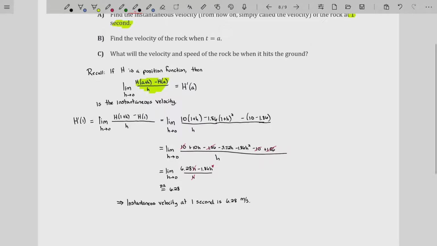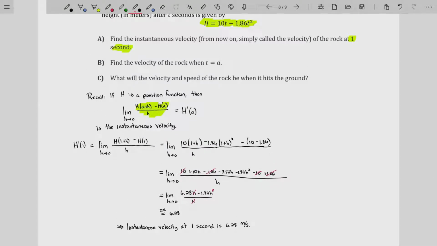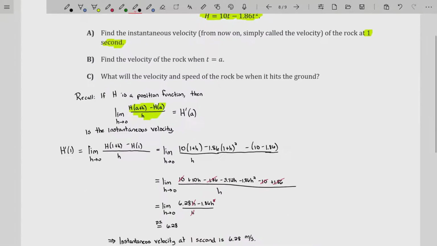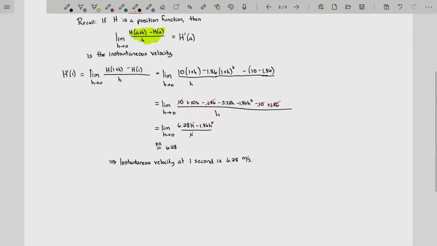And actually, I should have read ahead, because if you had read that part, find the velocity of the rock at time a, you could have found that first and then plugged one in. That's very unfortunate that I did not see that, but that's okay. I'll go ahead and quickly do this.